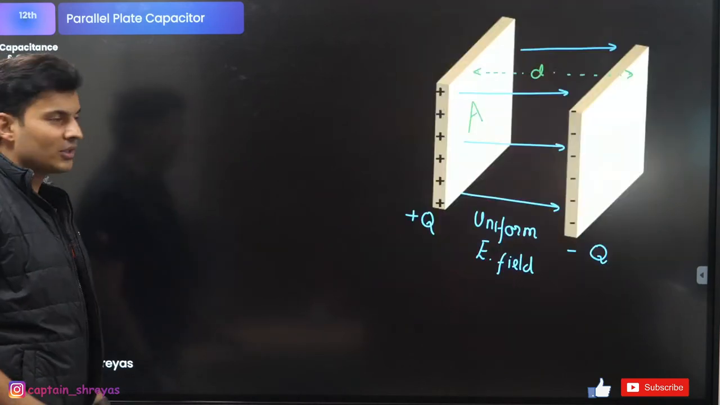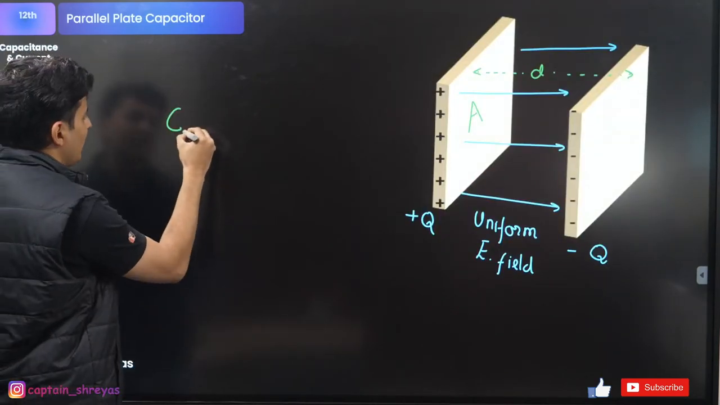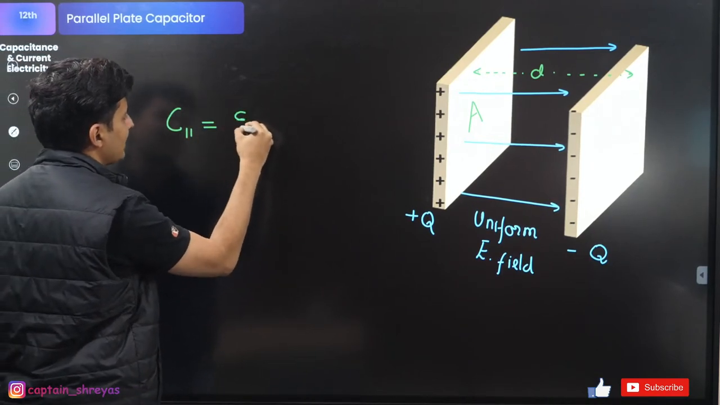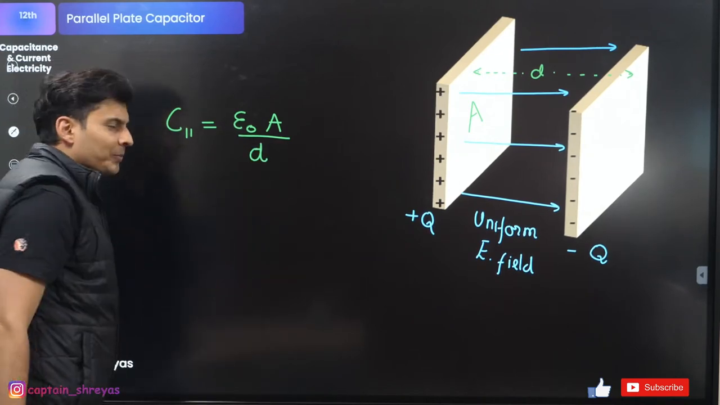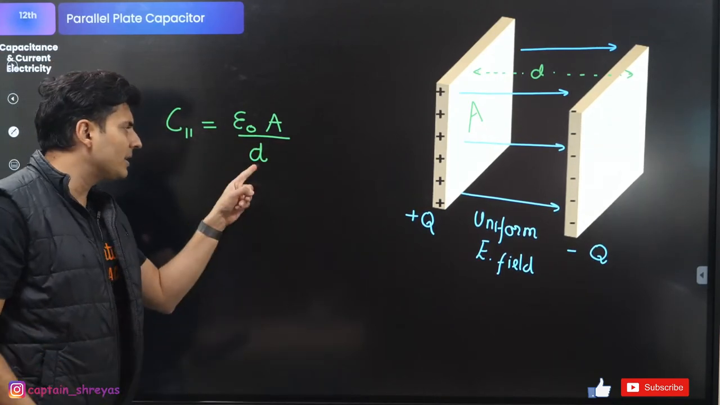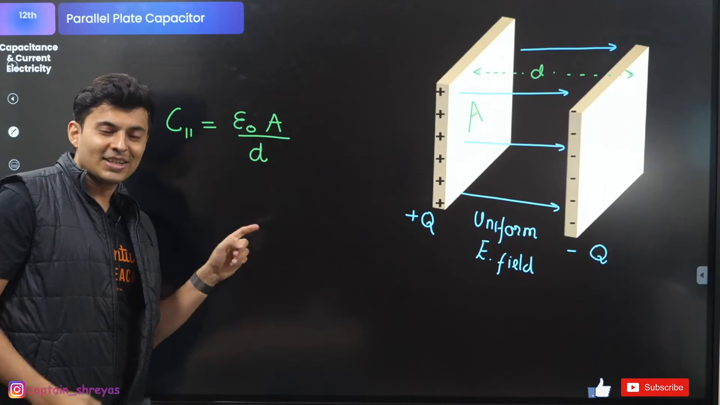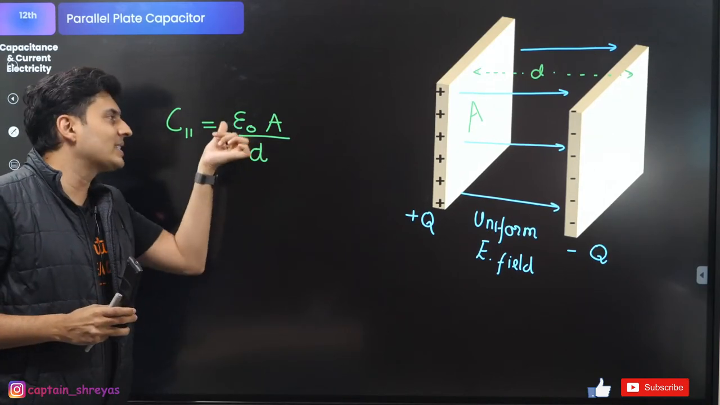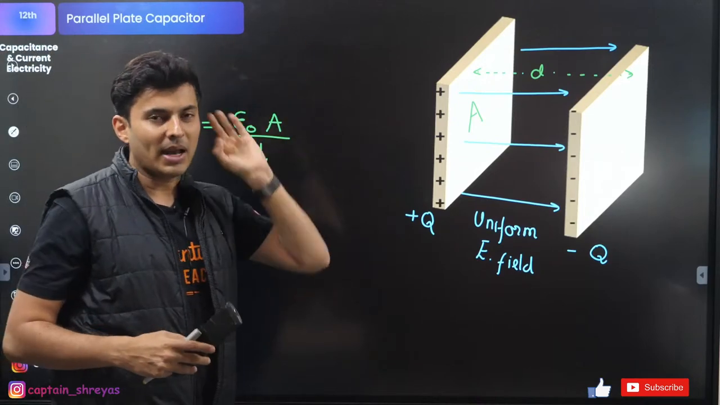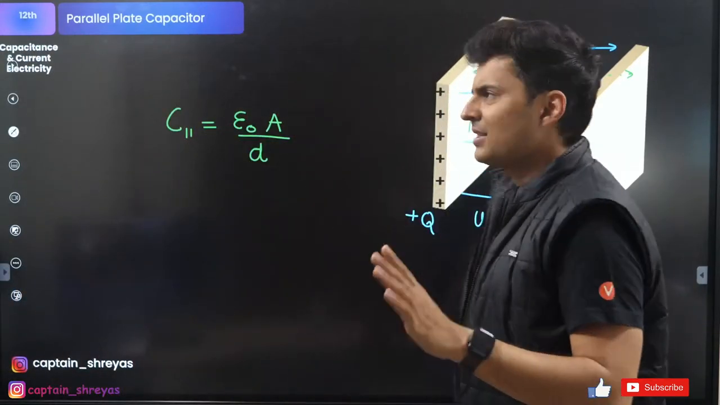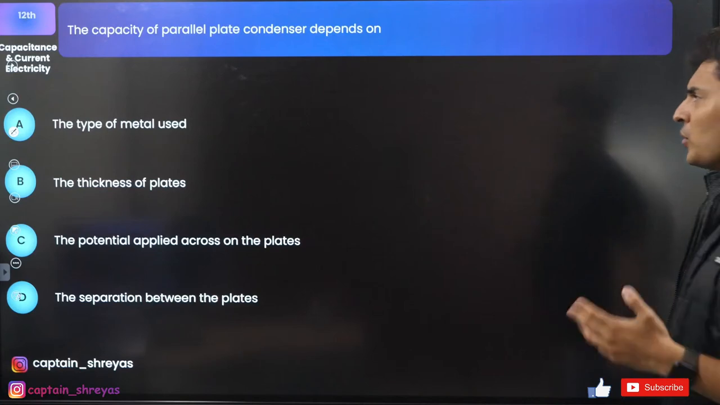That is the formula. So I'll just put it up over here for you. The capacitance of a parallel plate capacitor is epsilon naught area divided by D. You can see that it completely depends on the area, the distance, the geometry, and what is filling inside, that means the permittivity. So that's what decides the capacitance. Very much standard. Let's probably do a question on this.